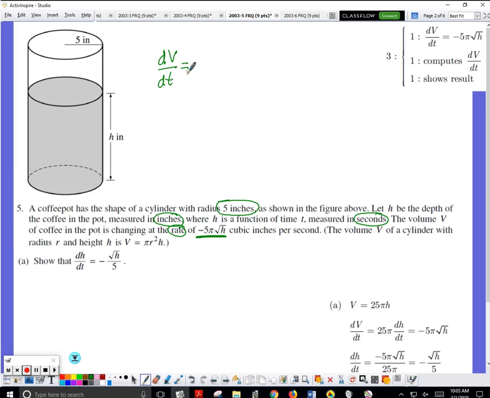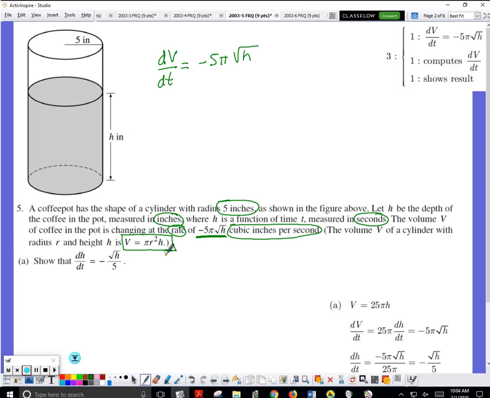is equal to negative 5 pi root h. It's not the volume that's 5 pi root h. It's the rate at which the volume changes. How many had their hand raised and knew it? Couple. Okay. Cubic inches per second. Then they give us a formula for volume.